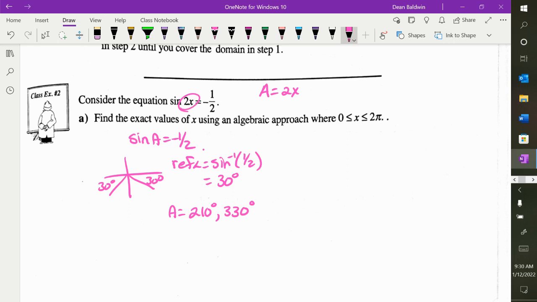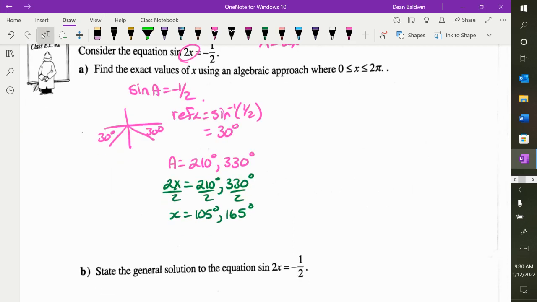Now, we're not actually solving for a. We're solving for x. And we made a substitution saying a is 2x, so I have to put that back in. So I go 2x is equal to 210, 330. Does everybody understand that bit? I don't want to solve for 2x. I want to solve for x. So divide by 2. You divide everything by 2, so you're dividing both these angles by 2. So you get x is equal to 105 and 165.